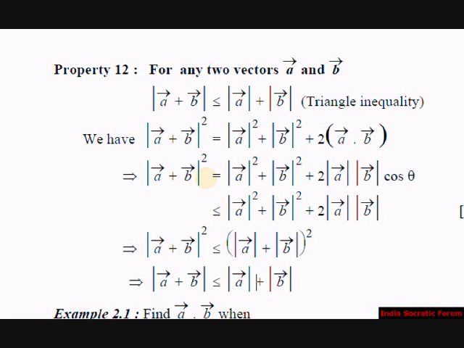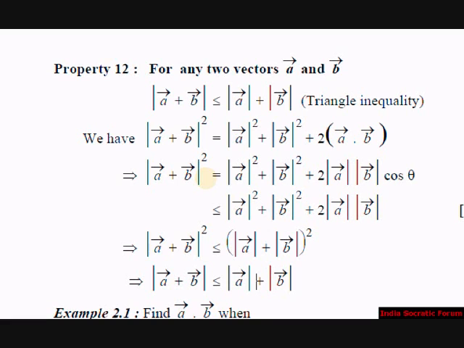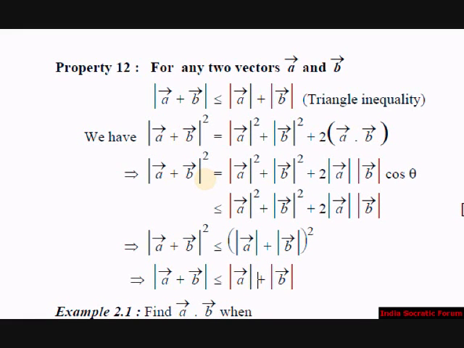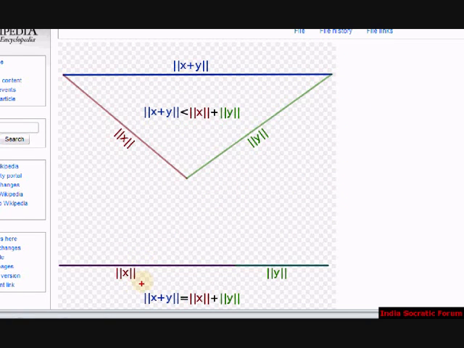Let's take the triangle inequality for any two vectors A and B. The modulus of vector A plus vector B is less than or equal to the modulus of vector A plus the modulus of vector B. Let us see a picture of it before coming here. Here are two things.